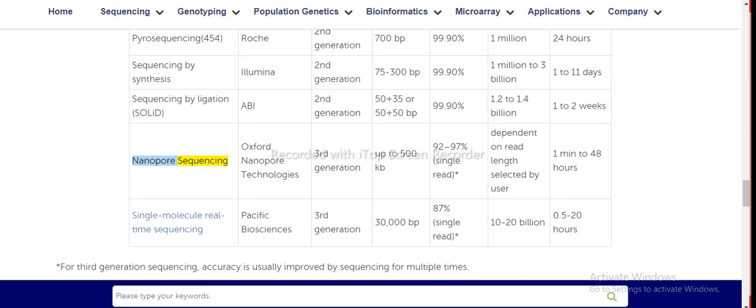Nanopore sequencing, Oxford Nanopore Technologies, third generation, up to 500 kilobases, 90 to 97%, single read*, dependent on read length selected by user, 1 minute to 48 hours. Single-molecule real-time sequencing, Pacific Biosciences, third generation, 30,000 BP, 87%, single read*, 10 to 20 billion, 0.5 to 20 hours. Asterisk for third-generation sequencing: accuracy is usually improved by sequencing multiple times.